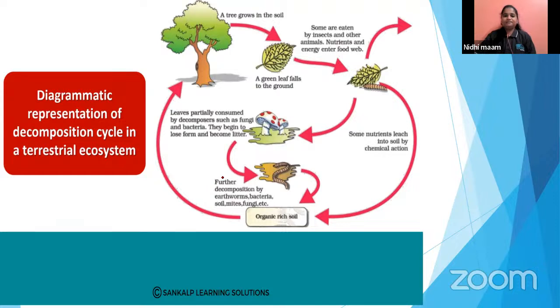Okay. Then some leaves are partially consumed by the decomposers. Decomposers like fungi and bacteria will break them down. They begin to lose form and become litter. Further decomposition by earthworms and bacteria takes place. So leaching makes the soil organic rich, and this organic rich soil will be again used by what? The tree. So this is how decomposition takes place in the terrestrial ecosystem.